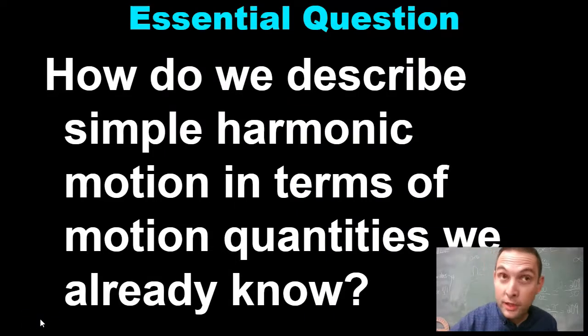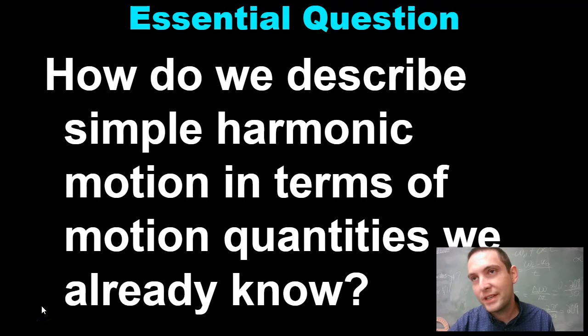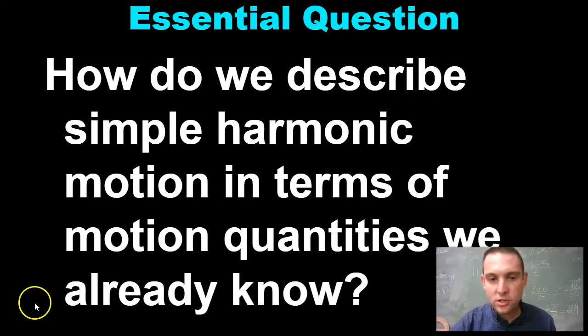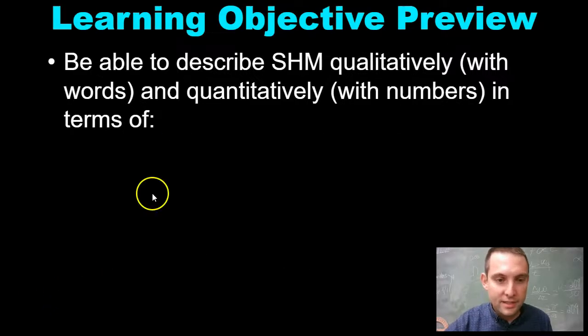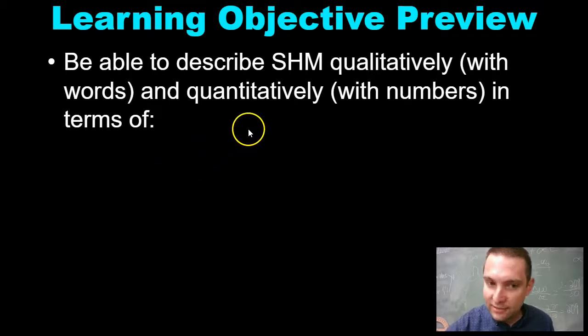In this lesson, we're going to learn how to further describe quantities of simple harmonic motion. We have already covered what simple harmonic motion is and how to identify it. So once we identify it, how can we represent it? Our essential question driving us will be, how do we describe simple harmonic motion in terms of motion quantities we already know?